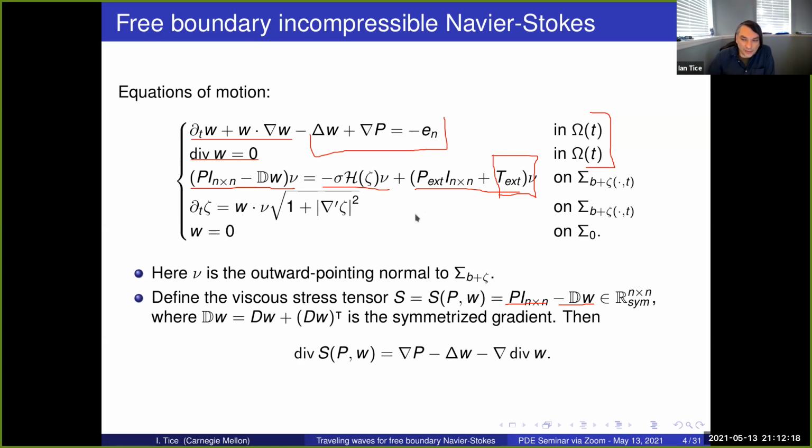The next equation we have to specify is the so-called kinematic equation that tells us how the free surface function gets updated in time as the fluid changes.